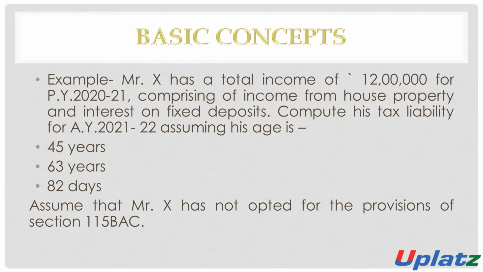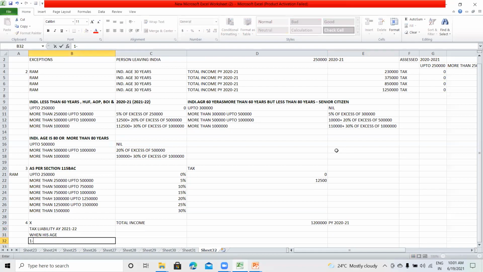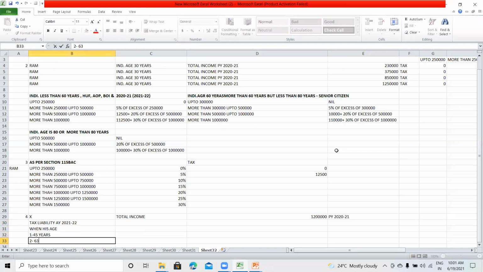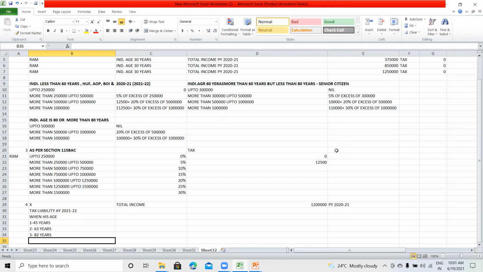Now, there is a requirement to compute his tax liability. What will be the tax liability for the assessment year 2025-26, when his age is, number 1, 45 years, number 2, 63 years, and number 3, 82 years? What will be the tax liability when his age is 45 years, 63 years, and 82 years?